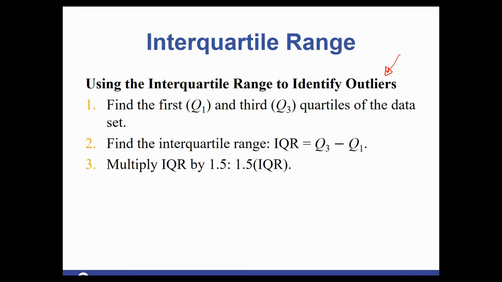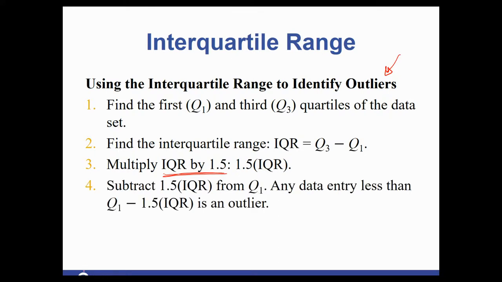Once you have the IQR, you're going to multiply it by 1.5. This is part of the definition. So that's for every problem. It's always 1.5. And then you're going to do two things.